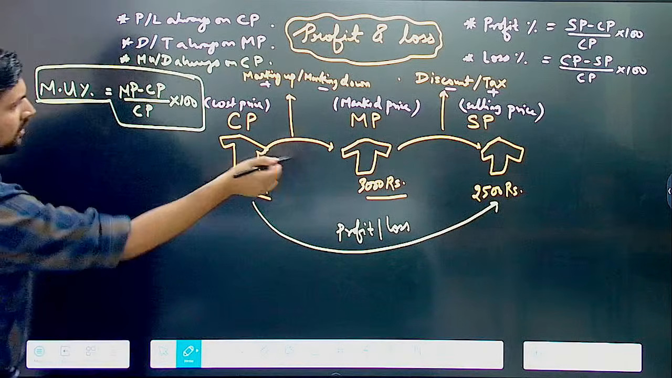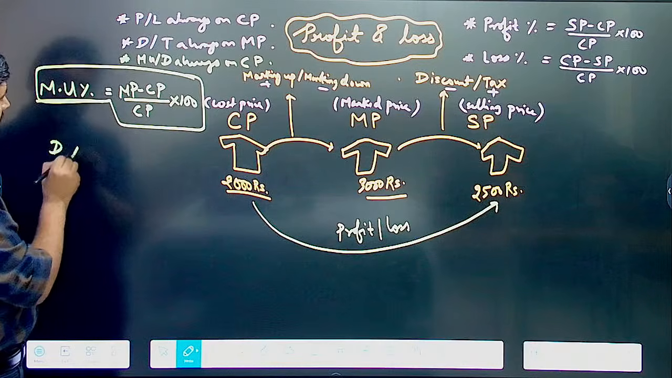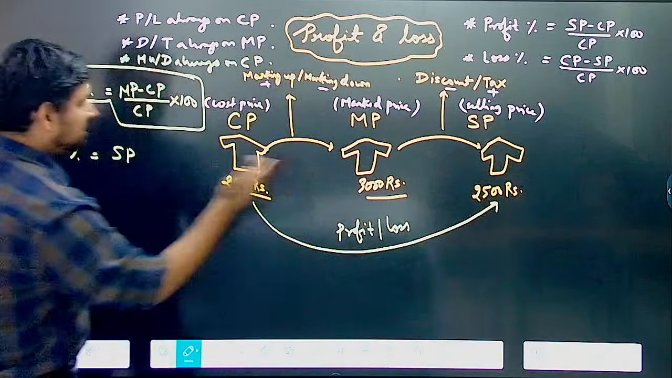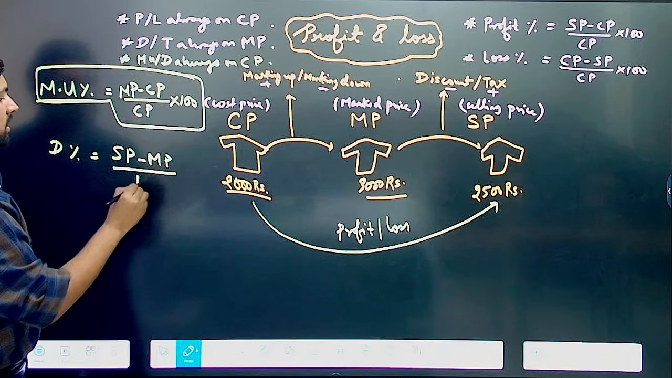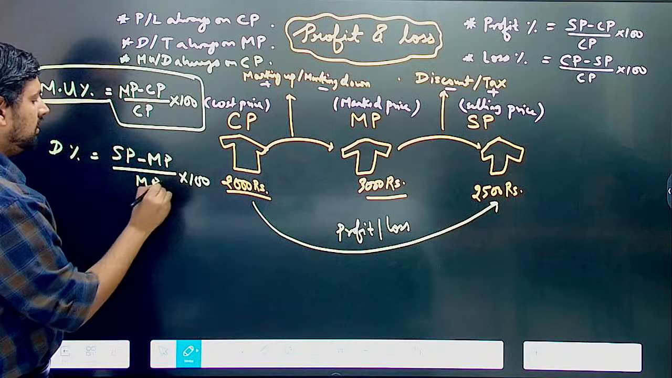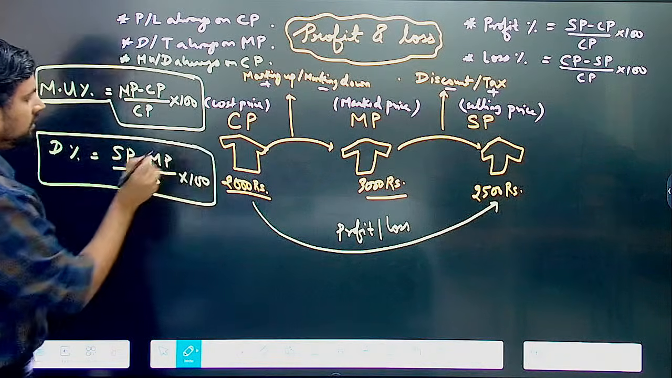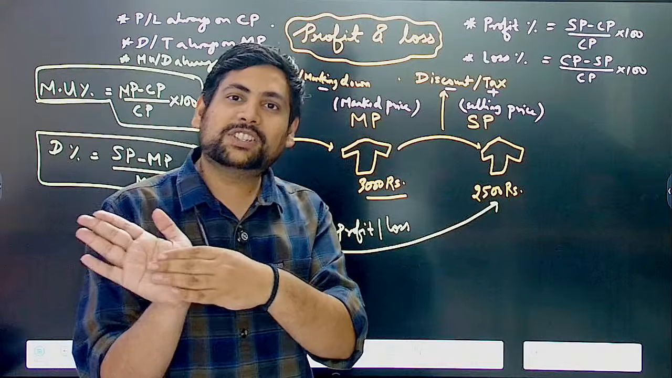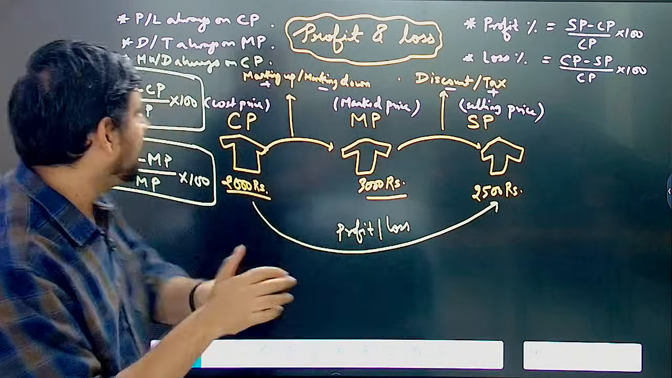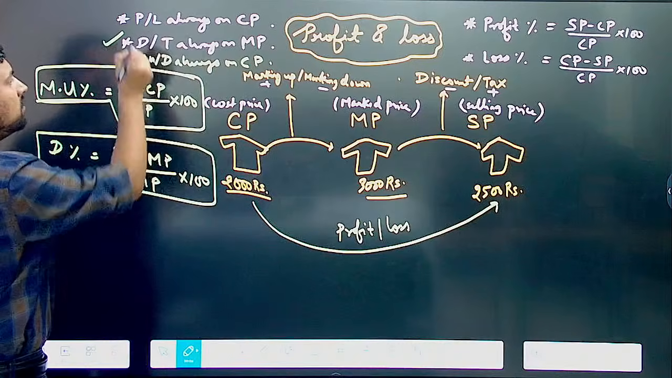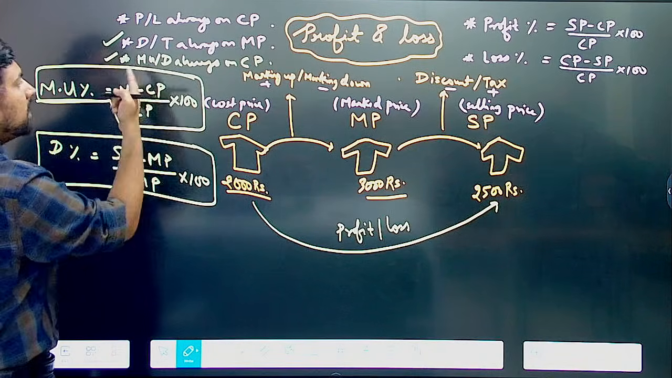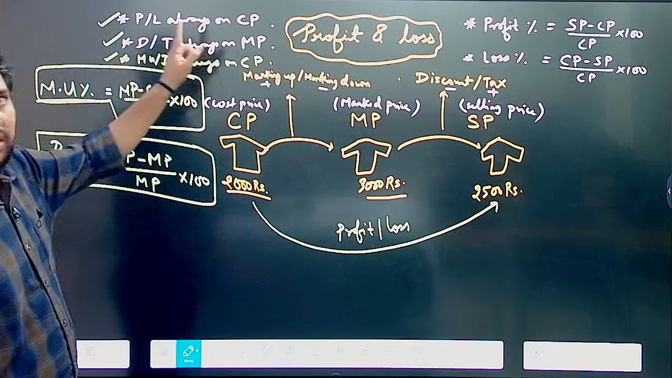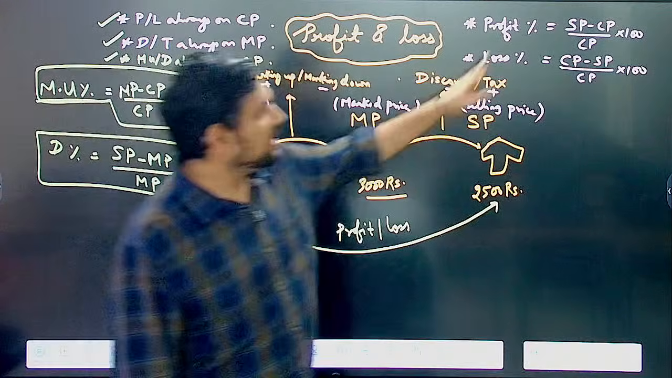Then if I ask you about discount percent, what will it be? It will be whatever is the selling price minus whatever is the marked price, upon marked price into 100. Correct? Why so? Because discount is always given on this tag. You see the tag and then you ask, what discount are you offering me on this? So discount or tax is always given on marked price. Marked up or marked down is always counted on cost price. And one thing you already know is profit and loss is always on the cost price. Understood?